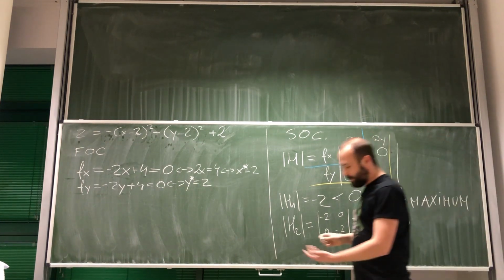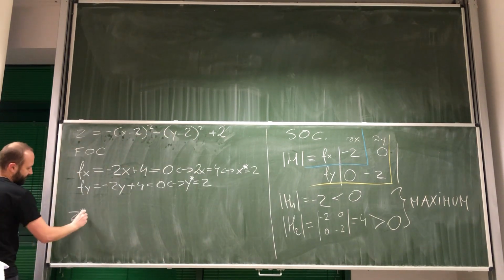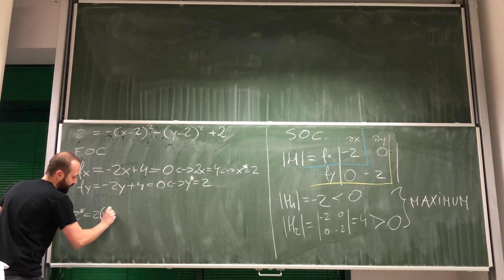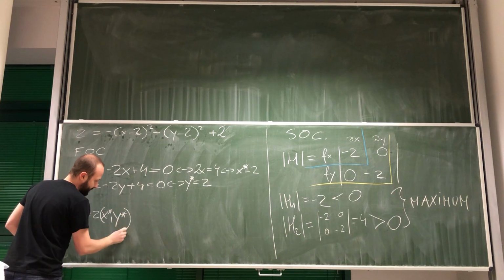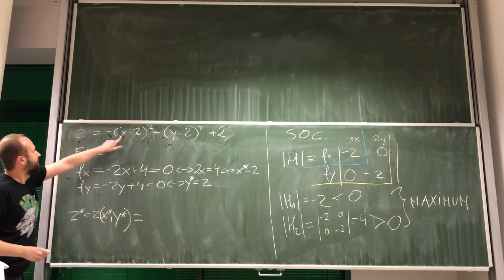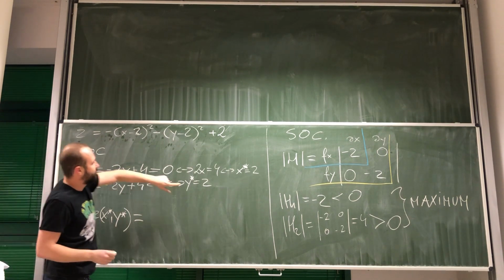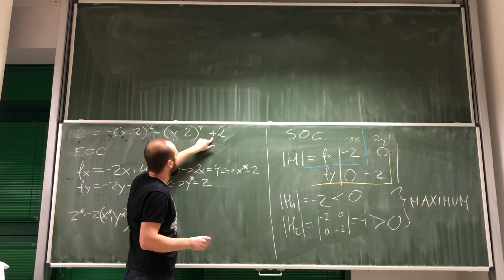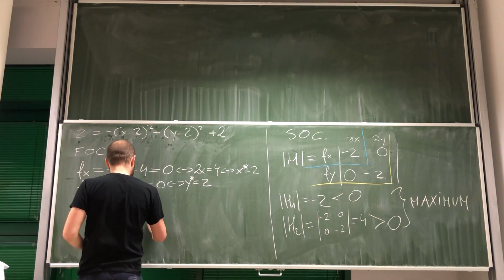Now, what is the maximum value of z? In order to get it, inside of the z function, we have to substitute the optimum x and optimum y. We substitute 2 instead of x, we get 0. We substitute 2 instead of y, we get 0. And we get 2 at the very end. So we get that this is 2.